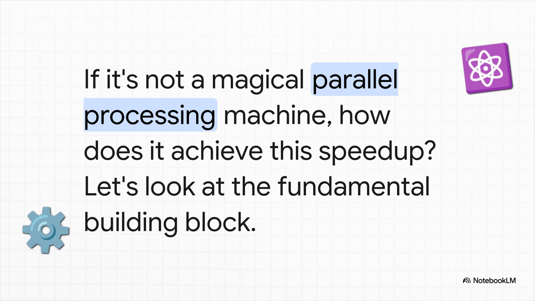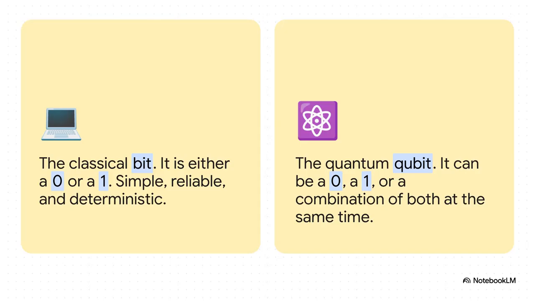So if it's not just checking everything at once, like some super-powered parallel processor, what is actually going on under the hood? How does it pull off this incredible trick? Well, to get that, we have to go right down to the fundamental atom of computing, the thing that holds the information. On the left, you've got your good old classical bit. Simple, reliable. It can be a 0 or it can be a 1.